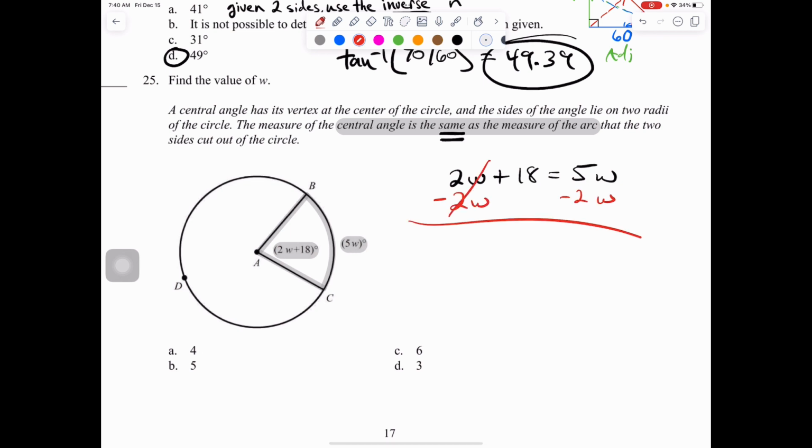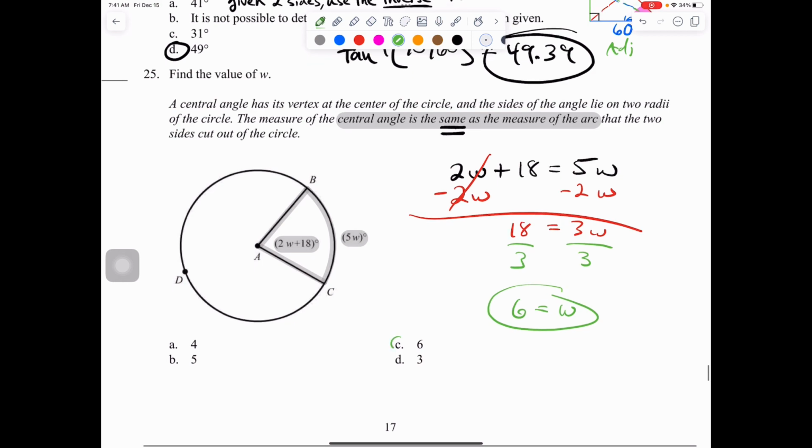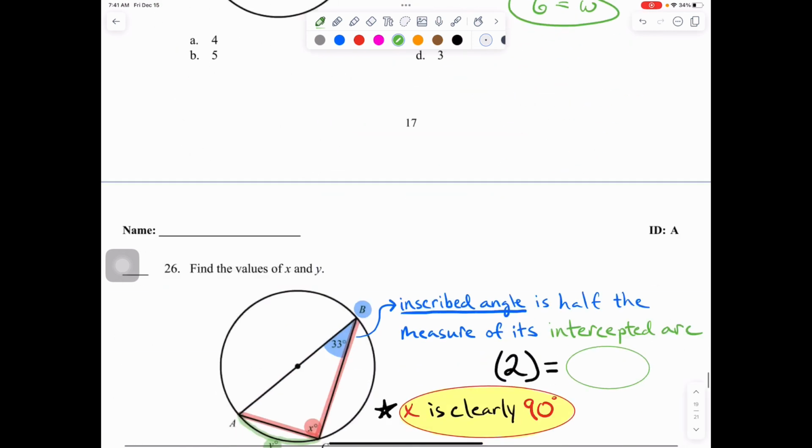Subtract 2W from each side, bring down your 18, equals 3W. Last step always is just to divide by that coefficient of the variable, which is 3. 6 equals our W. Go ahead and circle C as your answer.